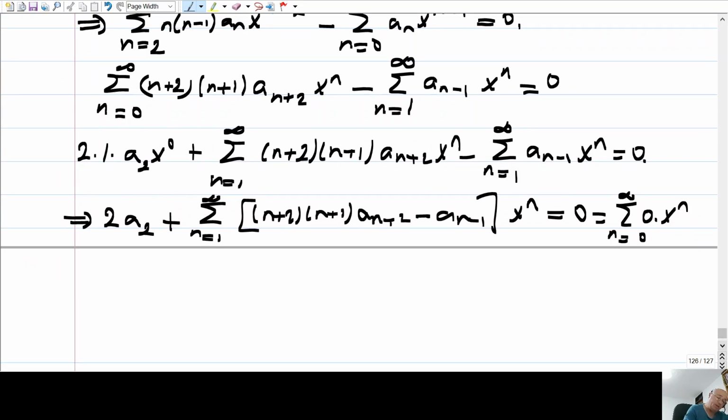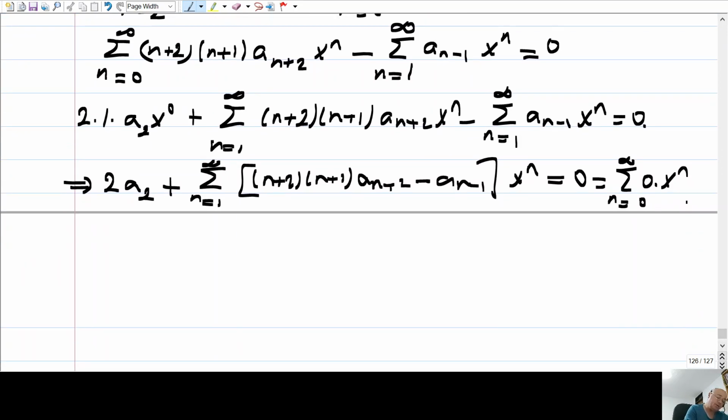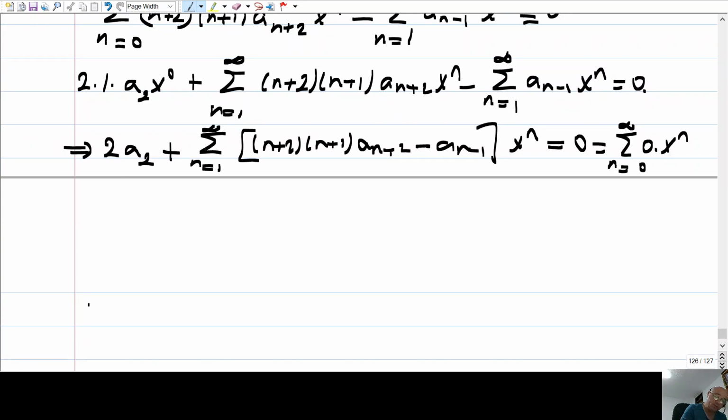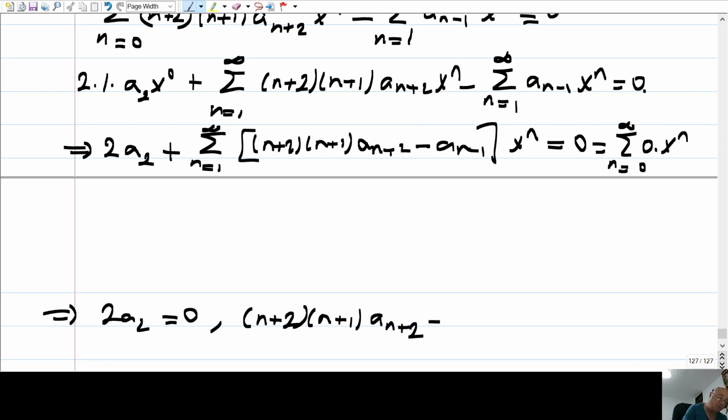And we know that if two series are the same, then the coefficients of x to the power n must be the same. Here the constant term is 2a2. Here the constant term is 0. And the coefficient of x, x squared, and so on, x to the power n, is (n+2)(n+1)a_{n+2} - a_{n-1}, and here that coefficient is just 0.